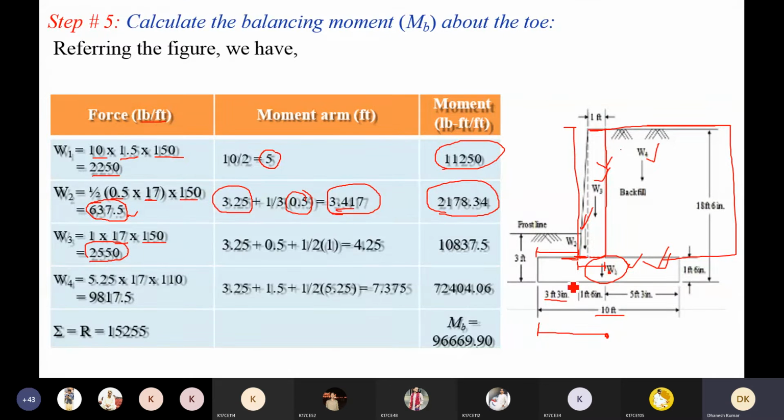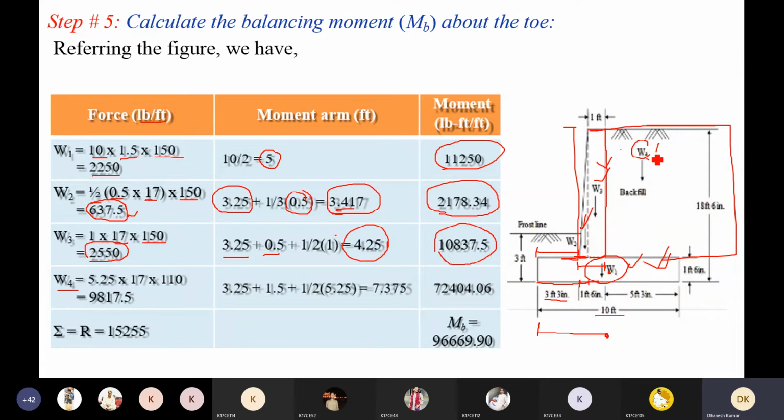Again we have to find the lever arm from the toe. So from here to here is 3.25 foot. Again this is your 0.5, this small portion 0.5, and we have to take it half, so 0.5 again. So you have 3.25, again 0.5 of this small triangle base, and then half of this 1 foot, which is again 0.5. So total moment arm comes out to be 4.25. Again we are multiplying with the force, so our total moment comes out to be 10,837.5 pound-foot per foot.